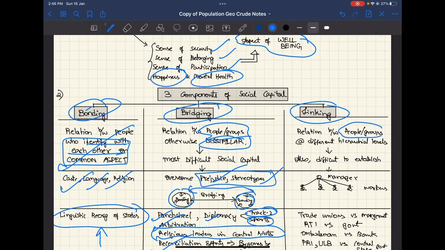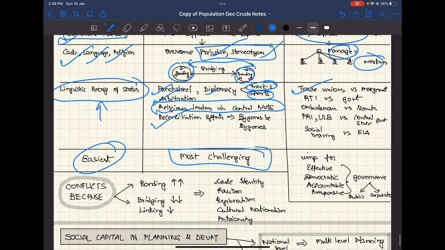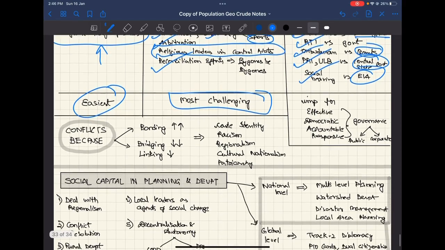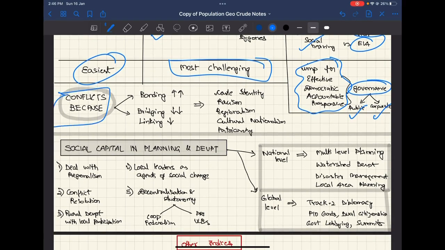Linking is between people at different hierarchical levels, for example manager and workers. This is also difficult, but not as difficult as bridging. Examples are trade unions versus management, RTI versus government, ombudsman versus bank, PRI and ULB versus central and state governments, social audit versus environmental impact assessment. This is important for effective, democratic, accountable and responsible governance, both in the public sector and the corporate sector. Most conflicts happen because bonding is high, since it is easiest, while bridging and linking are low because they are difficult. This results in caste identity, racism, regionalism, cultural nationalism, patriarchy, etc.